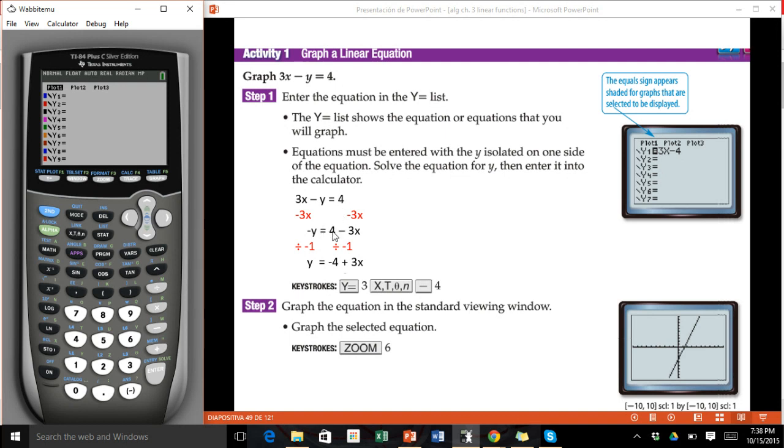equals 4 minus 3x. Now all we have to do to get y alone is get rid of that negative 1. So we're going to divide everything by negative 1. 4 divided by negative 1 is negative 4. And negative 3x divided by negative 1 is positive 3x. So now we have the y isolated, and we can type this into our graphing calculators. So remember, the negative button is down here by enter. Negative 4 plus 3, and then the x, the variable button, remember, is to the right of alpha.